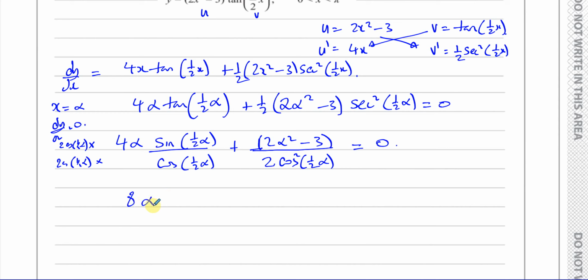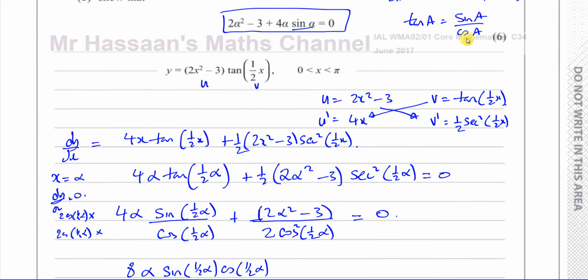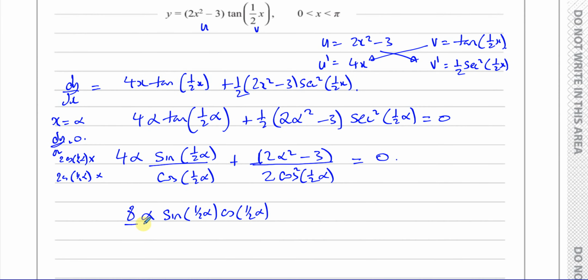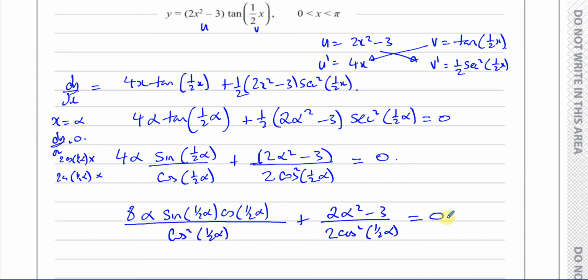So I have 8 alpha times sine of a half alpha times cosine of a half alpha. Now it's kind of looking promising. It's looking like what I mentioned up here. I can see something like that forming. Okay, and that's over cosine squared of a half alpha, plus, and this is as it is, we don't need to change this, 2 alpha squared minus 3 over 2 cosine squared of a half alpha equals 0.